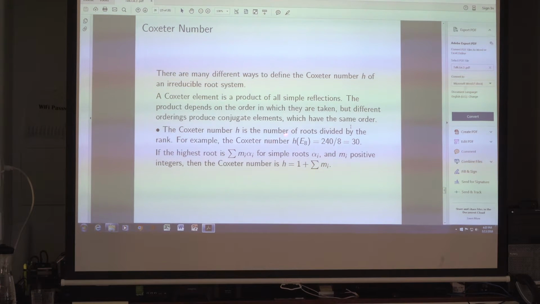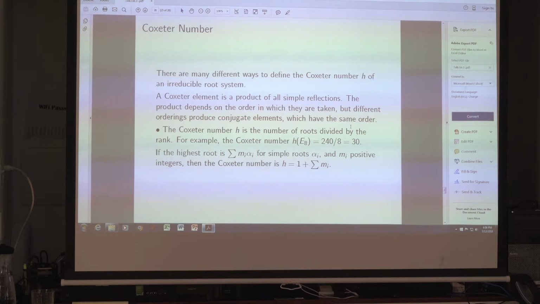For example, the Coxeter number H, that's how you label it, associated with E8 is given by 240 roots. Of course, you don't include the Cartan subalgebra, you include the 240, divided by the rank, which is 8, and you get 30. Okay? For example, the Coxeter number of G2 will be the number of roots, 12, divided by the rank, which is 2, so 12 divided by 2 will be 6, right? And so forth.